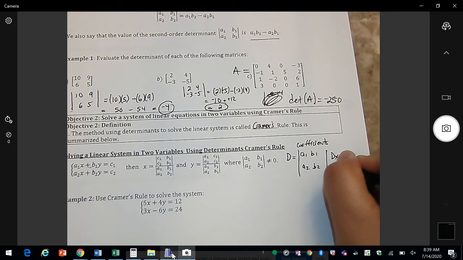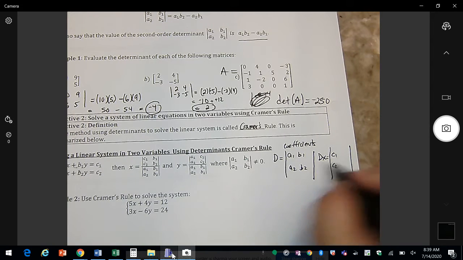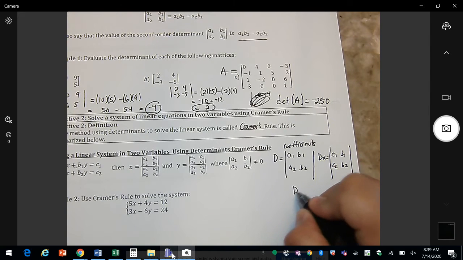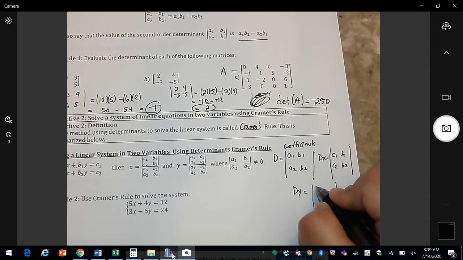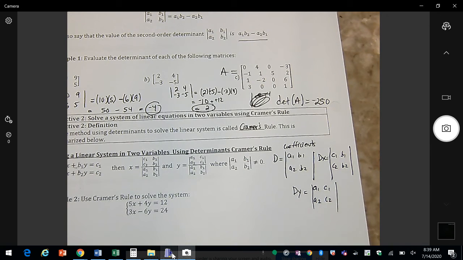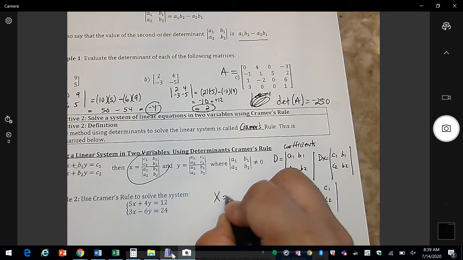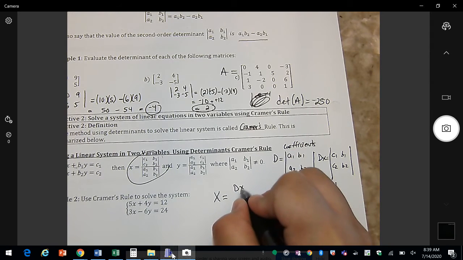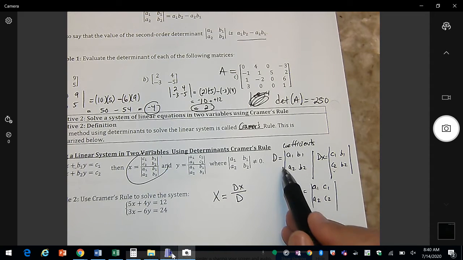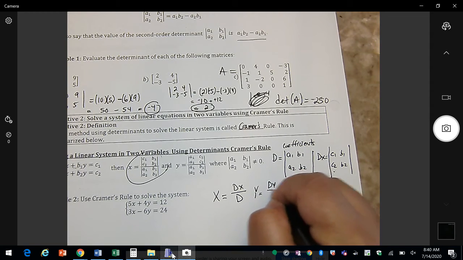Then for dx, that's going to be your constants, in this case c1, c2, and the coefficients of y, b1, b2. And then dy is going to be your coefficients of x, and then your constants. To solve the system, x is going to be equal to dx divided by d, where dx is the determinant of this matrix and d is the determinant of this matrix. And then y is going to be dy divided by d.